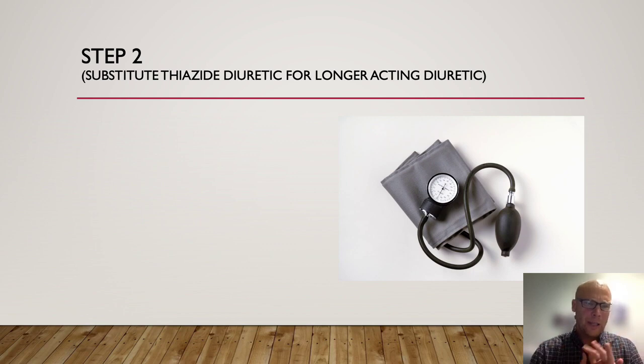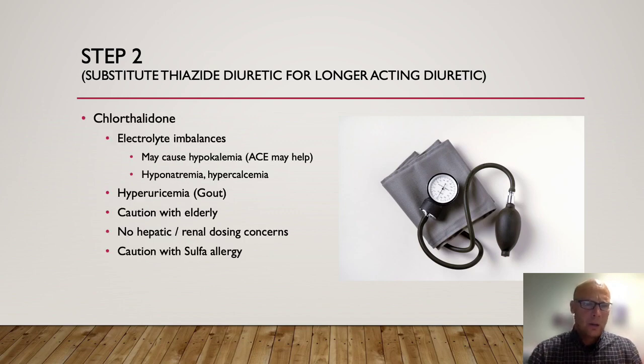So the first one is, if you've got a thiazide diuretic on there, so you've got hydrochlorothiazide, replacing that with a longer acting diuretic. So chlorthalidone, that's a really good one to put in there. It's longer acting, 25 milligrams. You still worry about electrolyte imbalances. May cause hypokalemia, but if you're on an ACE inhibitor, maybe they might counteract each other.